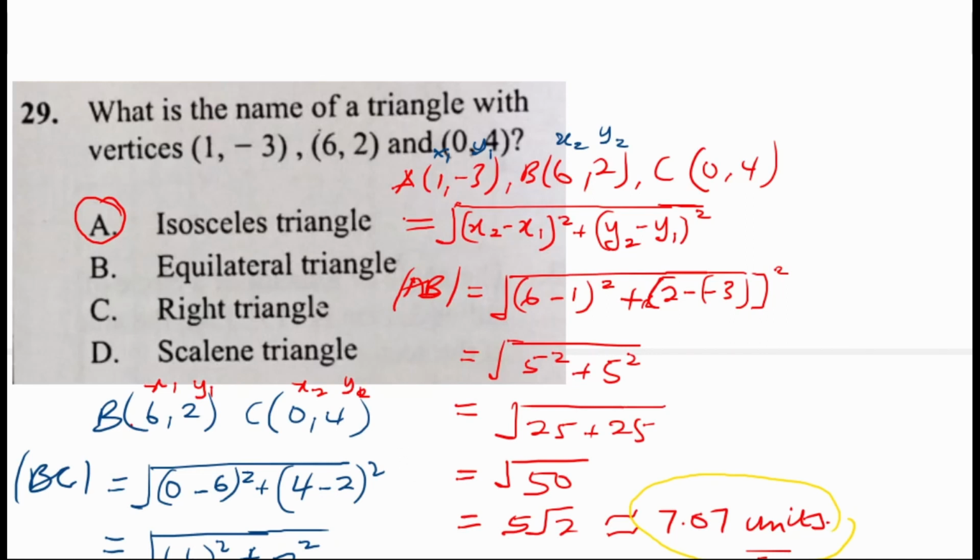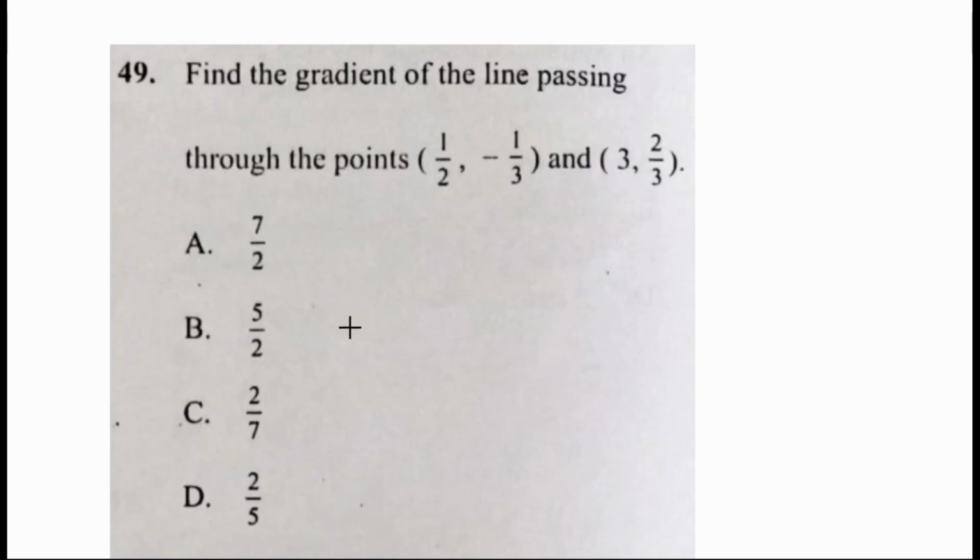Let's take the very last question for this video, which is question 49. Question 49 reads: find the gradient of the line passing through the points with coordinates 1/2 and negative 1/3, and also 3 and 2/3. Yes, I can say that we did what we are supposed to do here in question 22 already, so we are just going to repeat that. To find the gradient or the slope of the line joining 2 points, we are going to use the formula m equals y2 minus y1 divided by x2 minus x1.